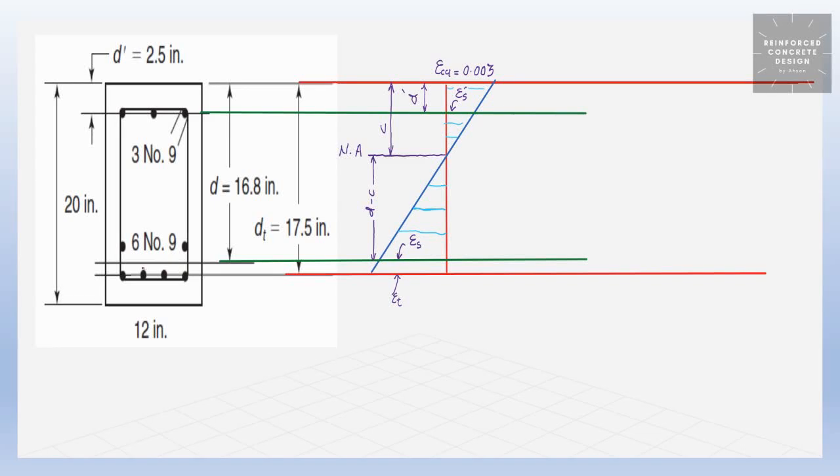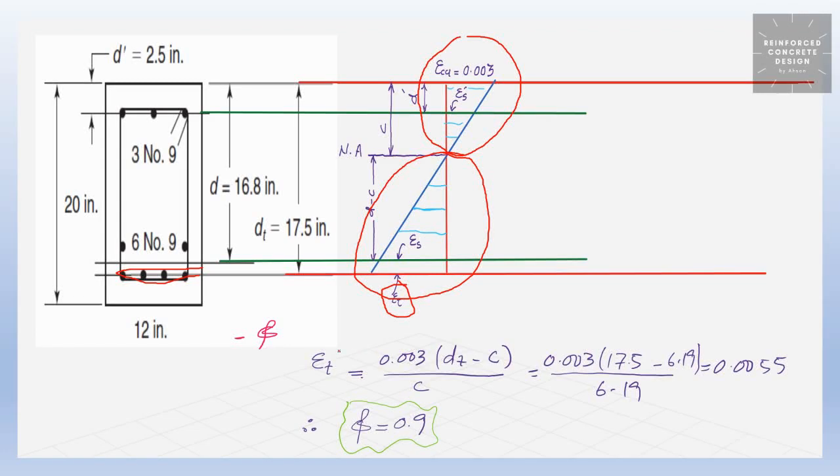So let's find out the strain in the bottom layer of reinforcement by using two similar triangles. Let's say the first triangle is over this part of the strain diagram. The second triangle is this part of the strain diagram. We use the similar triangle concept and we find out the strain in the bottom layer of reinforcement, this value. So let's find out. After solving this, we find out that the strain in steel is 0.0055.